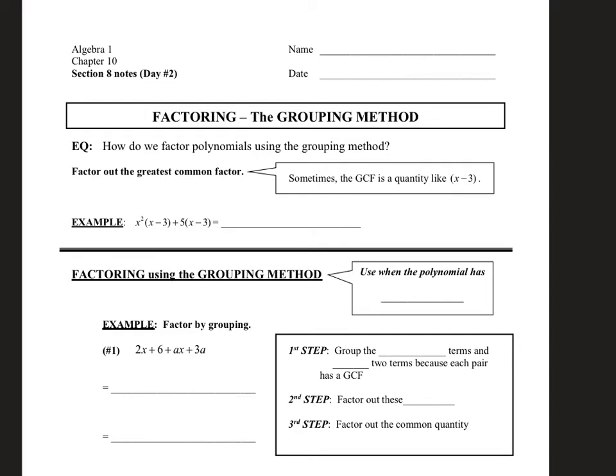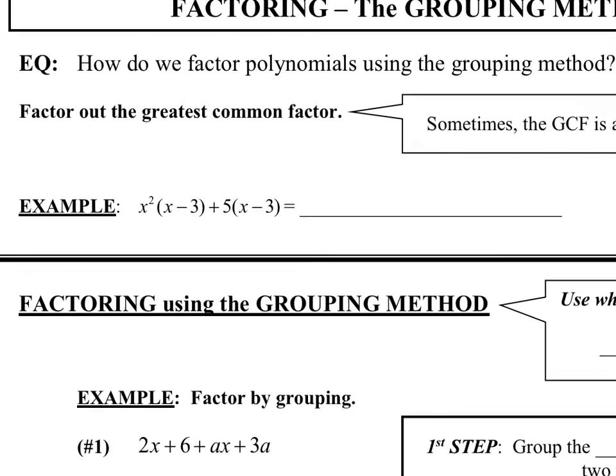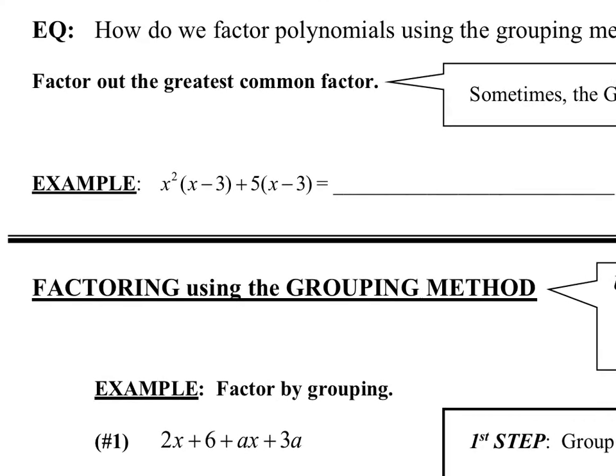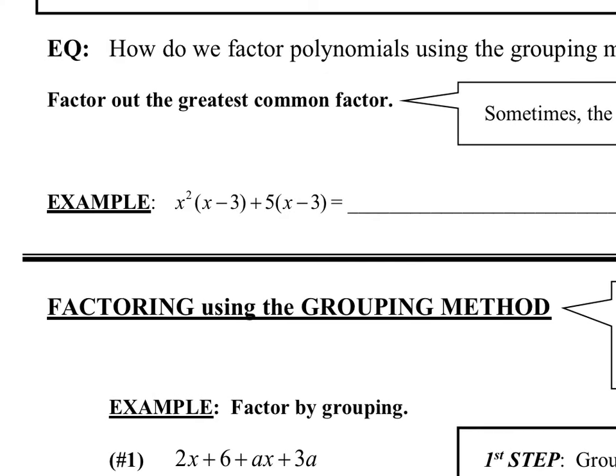It says sometimes the GCF is a quantity like x minus 3. So we have x squared times x minus 3 plus 5 times x minus 3. All right, so what do both of these terms have in common here? Well, both these terms have x minus 3 in common, so we're going to pull x minus 3 out in front, and whatever's left over, which is x squared plus 5, that's going to be in the other parentheses, okay? We're basically dividing both terms by x minus 3, and you can see that these are going to cancel, and we're going to be left with x squared plus 5, okay?